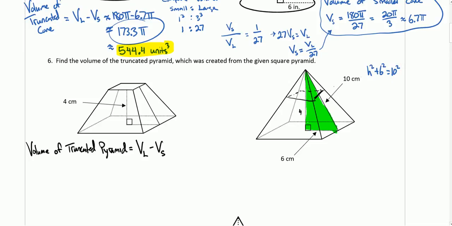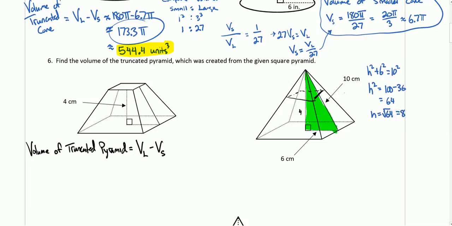The sum of the squares of the legs of a right triangle is equal to the square of its hypotenuse. So h squared is 100 minus 36, which is 64. So take the square root, and h is the square root of 64, which is 8.